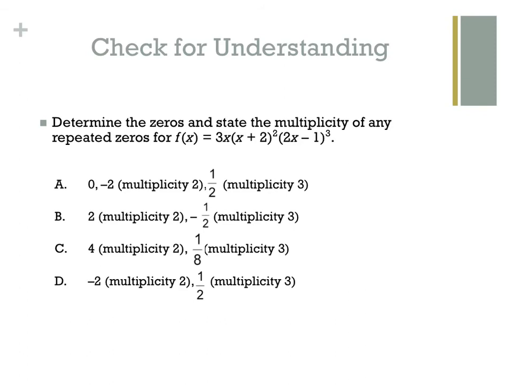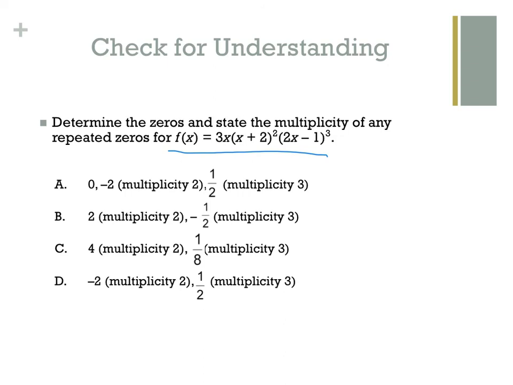Here's a check for understanding. I want you to determine the zeros and state the multiplicity of any repeated zeros for the function f of x equals 3x times (x plus 2) squared times (2x minus 1) cubed. Now think about the steps that we went through in the last example with the leading term test. Maybe it's good for you to determine what your leading term is here. Start thinking about what your end behavior is, then find your zeros and determine whether any of those zeros are repeated.